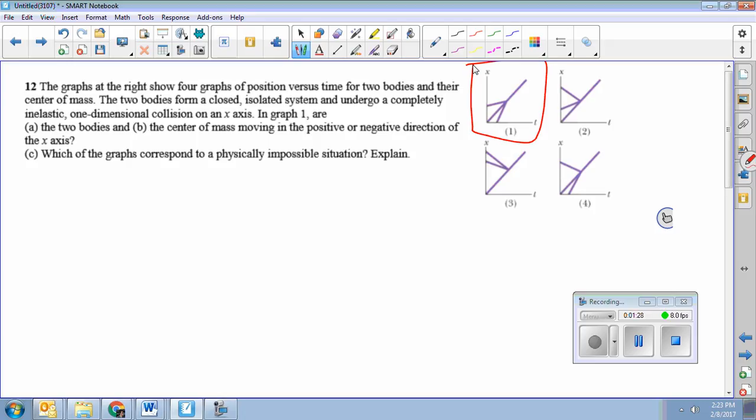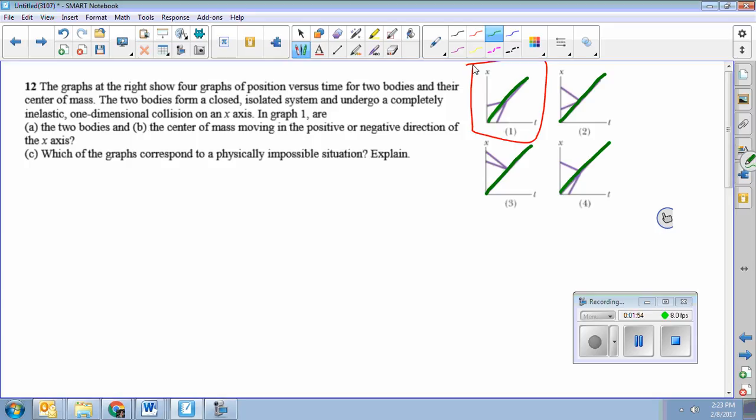Now, this is a position time graph. So how do we represent velocity in a position time graph? The slope, right? Now, if the velocity of the center of mass is constant, that means the slope of the center of mass has to be constant. So the straight line part of each of these graphs has to be the center of mass. Follow?